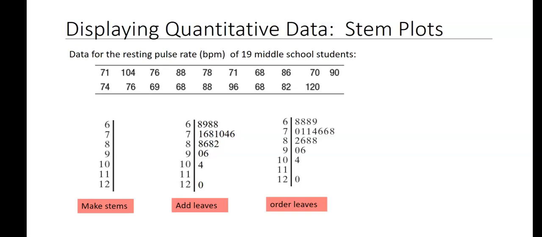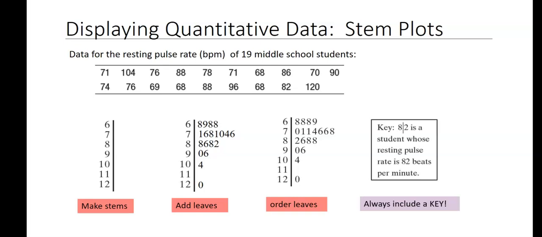You can see if you look at the sevens, the one that starts with 7, that's the number 70, 71, 71, 74, 76, 76, and 78. So every number on the right represents the ones digit of the stem on the left. So there's only one 120, there's one 104, there's no 110s or anything in that range.